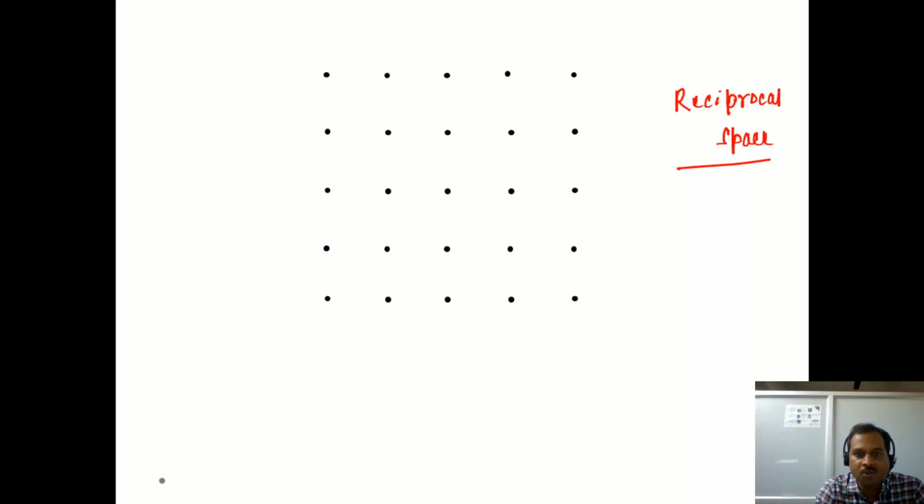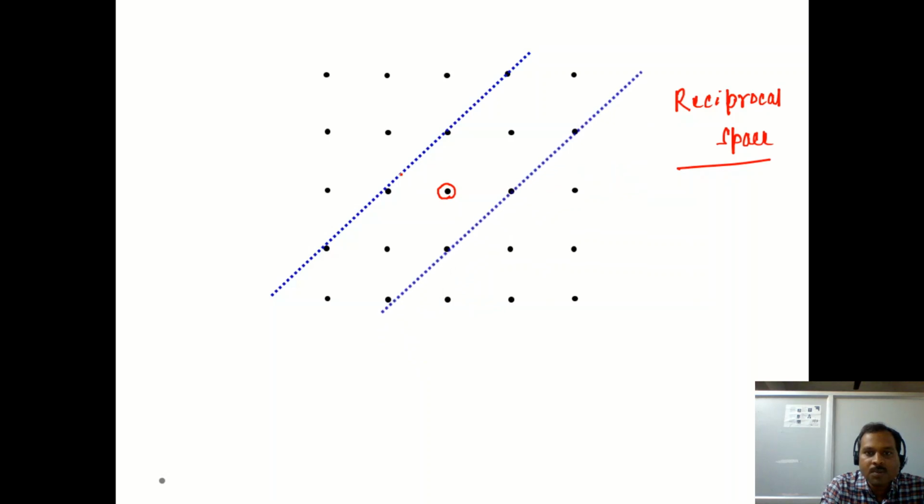So first, let us focus on the first Brillouin zone. Let us concentrate on this lattice point in the reciprocal space and look at its neighbors. Between this and these points, this is the corresponding line, right? Similarly, between this and this point, this is the corresponding line. That means this is the perpendicular bisector, and these lines are basically the Bragg planes.